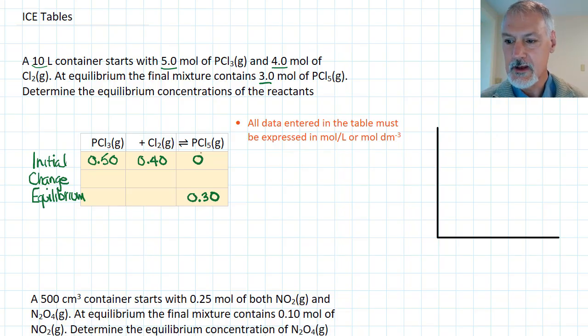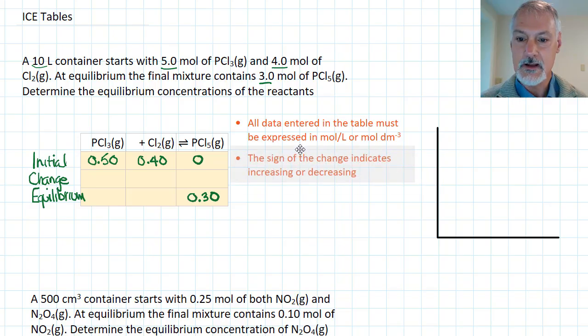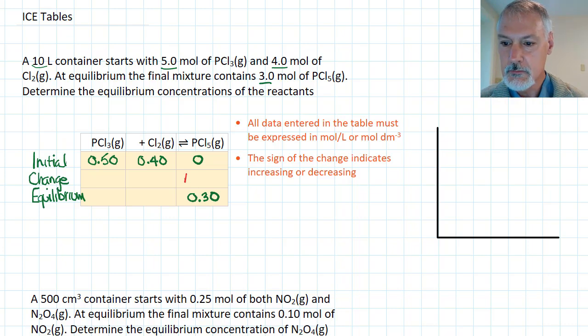The next thing I'm going to focus on is the change column, how much things have changed by. And the use of the change column also means we have to pay some attention to the sign of that change. Is the amount increasing or decreasing? So in this case, I can notice that I started at 0, I've gone up. So positive 0.3 is the change. If this concentration is going up, that's telling me the reaction's proceeding forward, then it can only come at the expense of these two reactants. They must be going down.